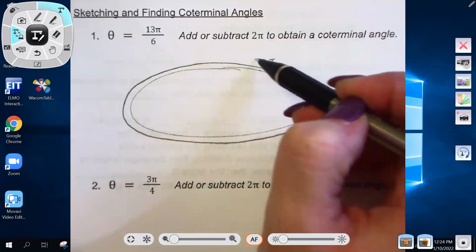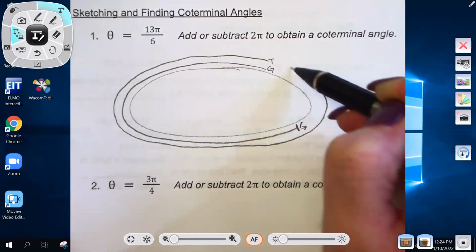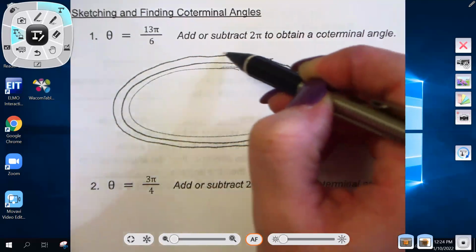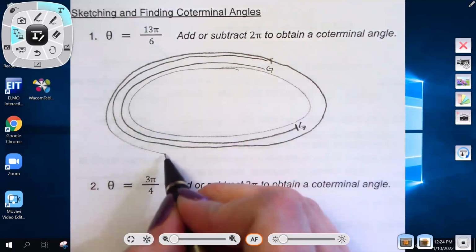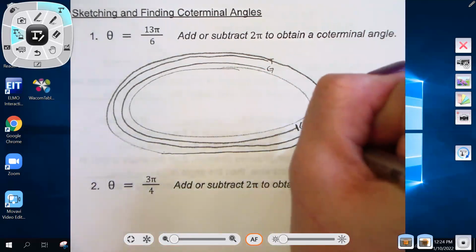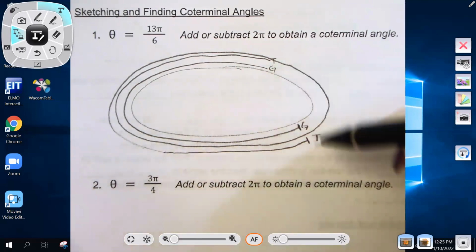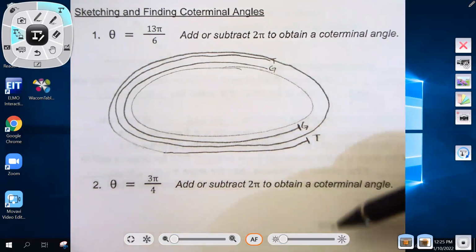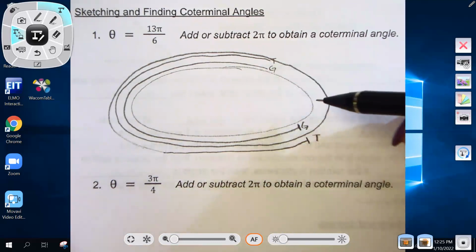Tanner walks an entire lap and then walks another lap up to this same spot where Georgia stopped. So they both started at the same spot and stopped at the same spot, but Tanner walked a full lap more than Georgia. Does that make sense? That is coterminal angles.